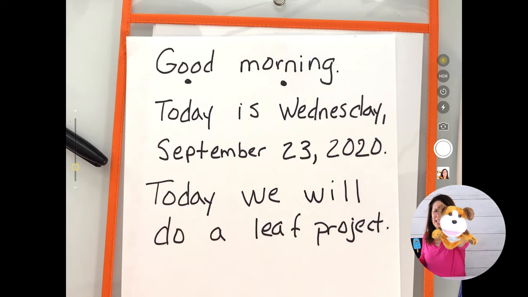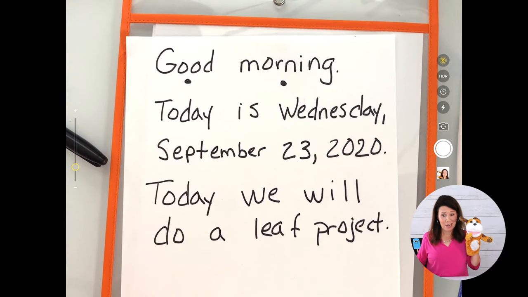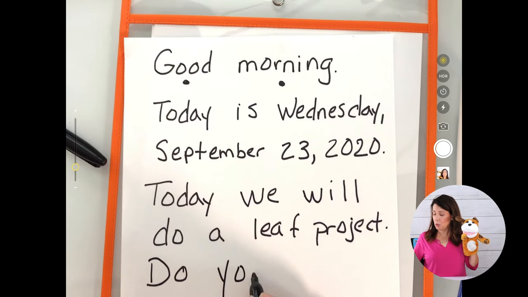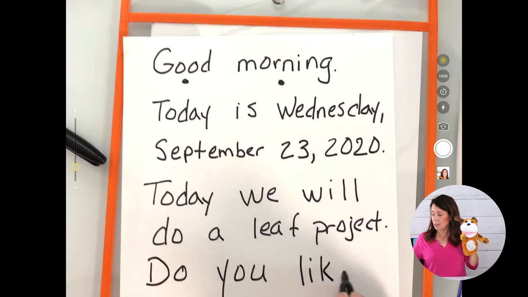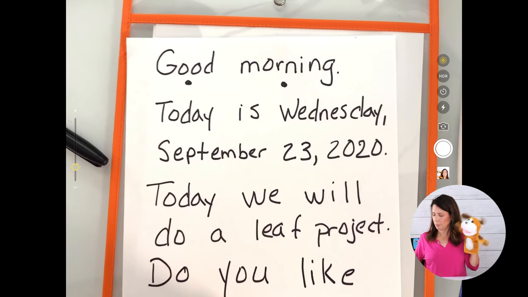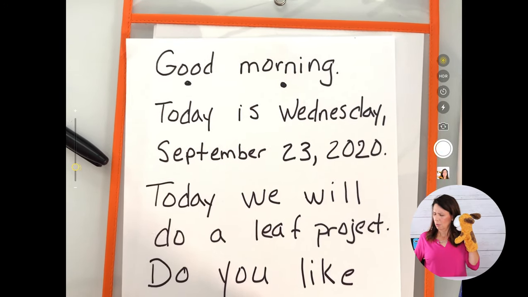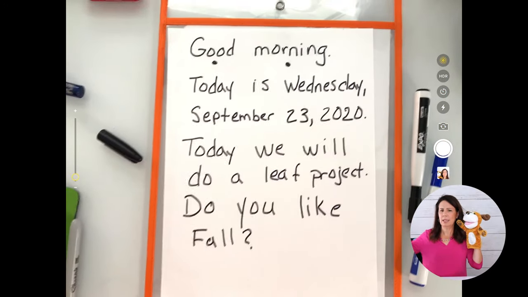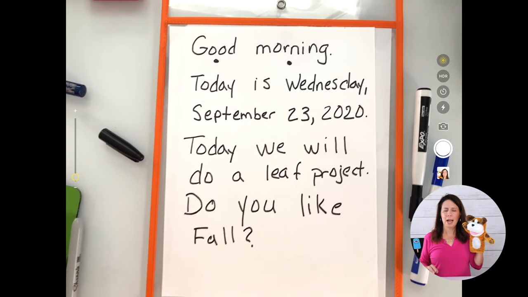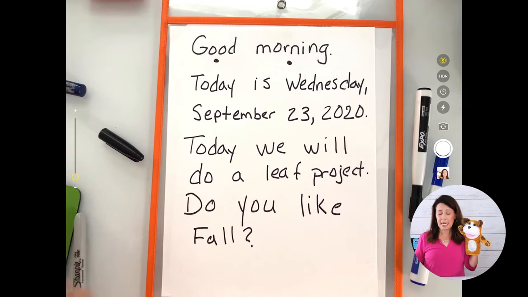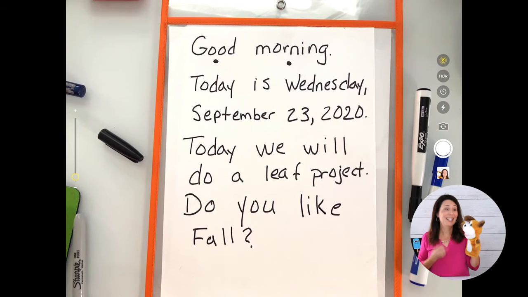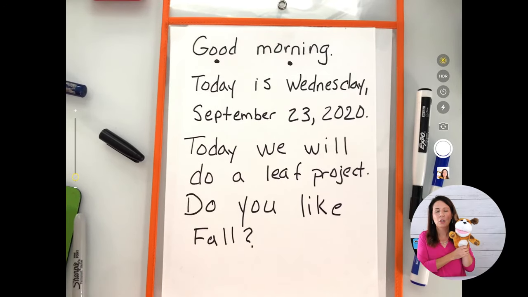Okay. And now, that leaf and leaves is a really kind of tricky thing. Let me ask you a question, Max. Do you like fall? Do you like fall? You don't know what fall is? Like when you fall down? No, not like when you fall down. Fall is actually a season. We have winter, we have spring, we have summer, and we have fall. No, Max, not fall. Don't fall, okay?